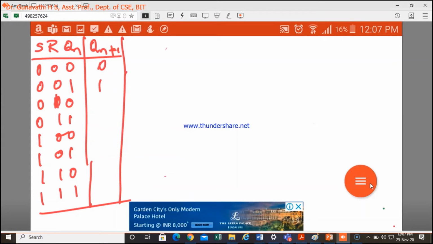So these two cases are previous state. Here it is reset. Here it is set. These two are invalid, like undetermined. This is the truth table. Now we'll write the state diagram.